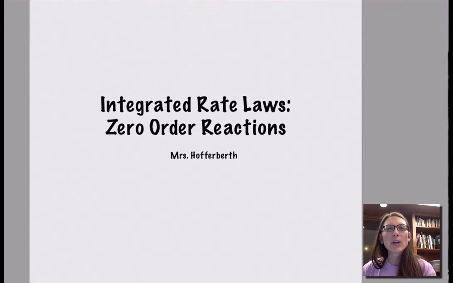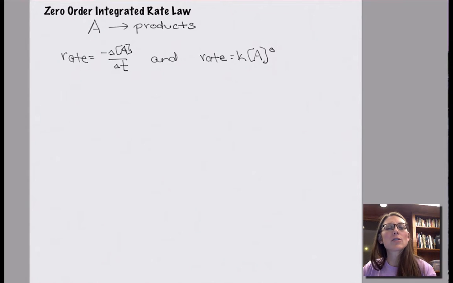Welcome. Today we're going to be talking about zero-order integrated rate laws. So for a reaction of chemical A becoming products, we can relate the rate in two different ways. We can talk about the rate as the change in the concentration of A with respect to time, so a negative delta A with respect to time, and we can also talk about rate in terms of the rate law, which is going to be a rate constant times the concentration of A raised to the zero power, since this is a zero order reaction.